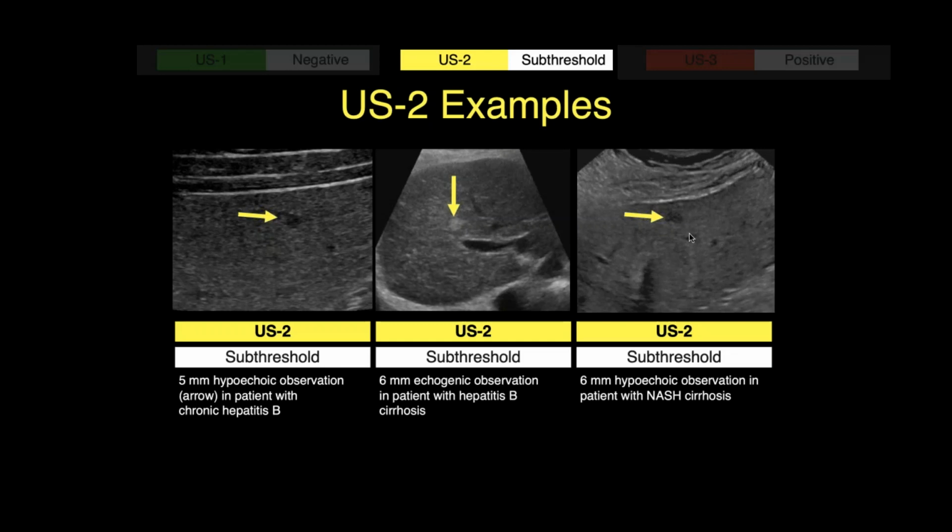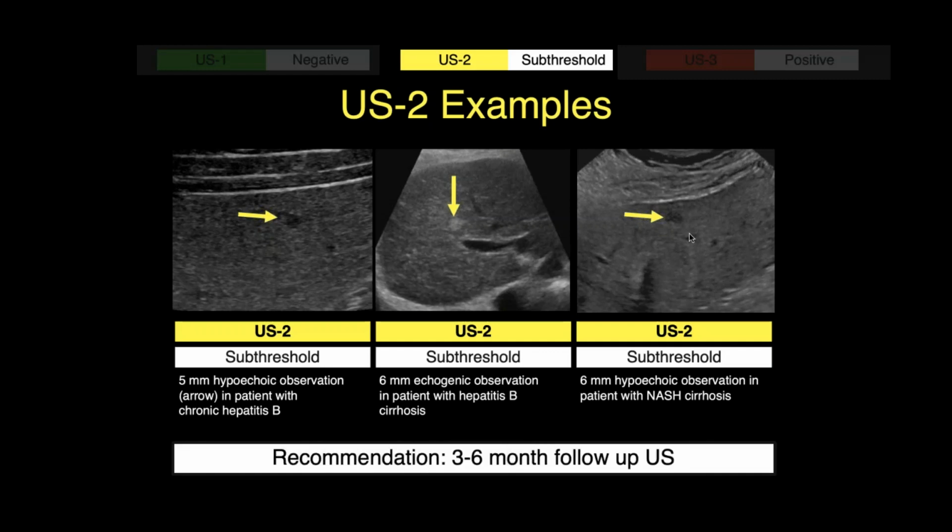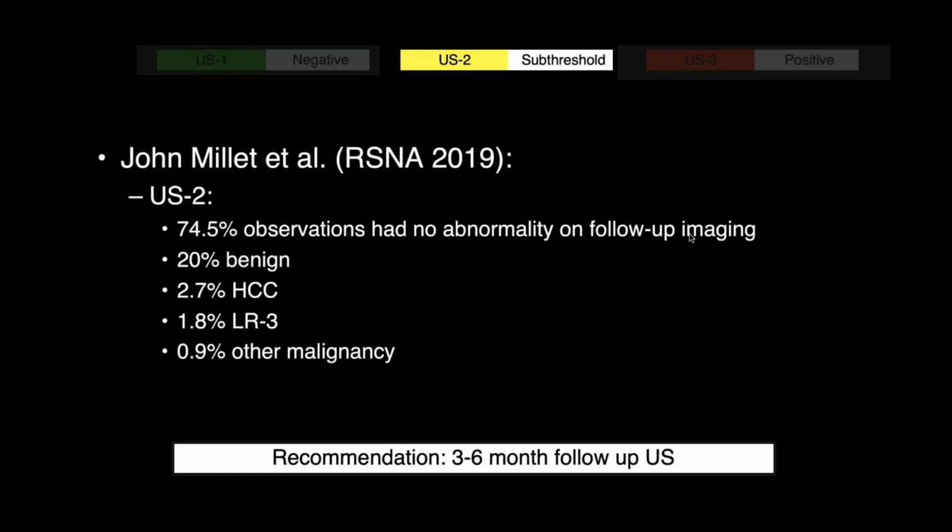So you might be wondering why you would not go straight to CT or MRI in these patients who have subthreshold findings. And the reason for that is that a large majority of these actually have no CT or MRI correlates. And even if they did have a CT or MRI correlate, you cannot characterize these as definitely HCC if they are under 1 centimeter. So as Amit pointed out in his lecture, waiting 3 months does not actually change management in these patients. And so for these, the recommendation is to perform a short interval follow-up ultrasound in 3 to 6 months to assess for stability or change.